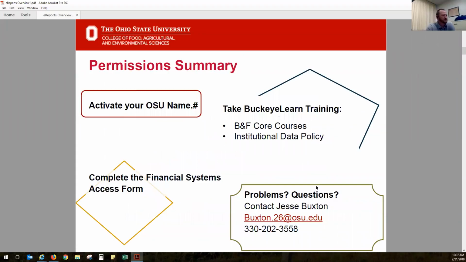Of course, you have to have a name.number. If you're really new and haven't activated your name.number yet, I think we're pretty good about making sure that people have that good to go by the time they leave orientation. So name.number, the Buckeye Learn training, complete the access form, and then you're good to go.